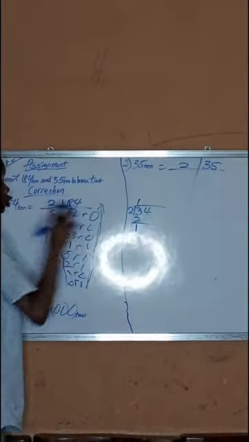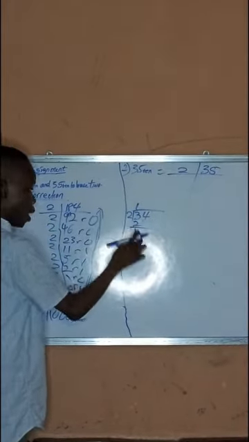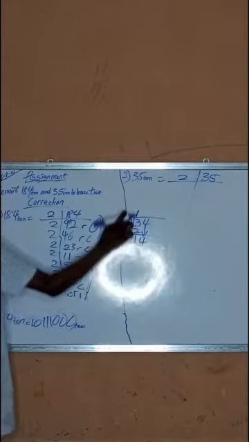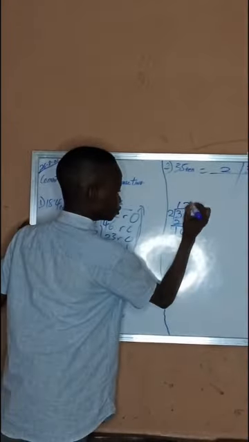Can 2 go in 1? No, because 2 is greater than 1. So let's bring down this 4. It becomes 14. 14 divided by 2. Let's count, but we don't have time. So the answer will be 7.